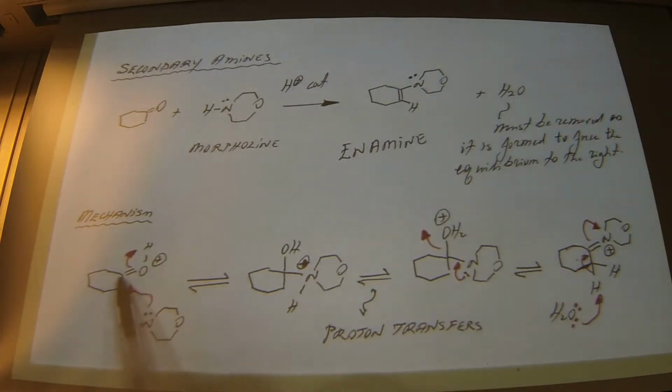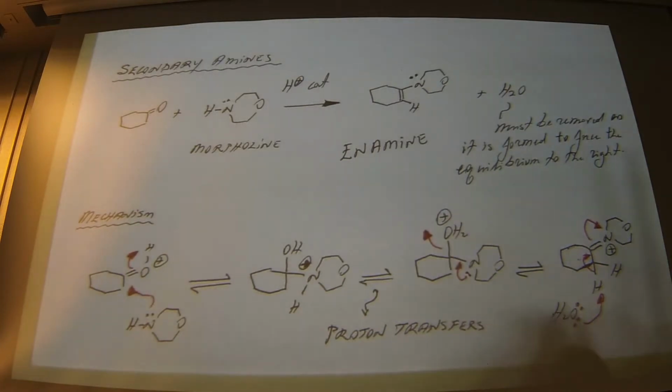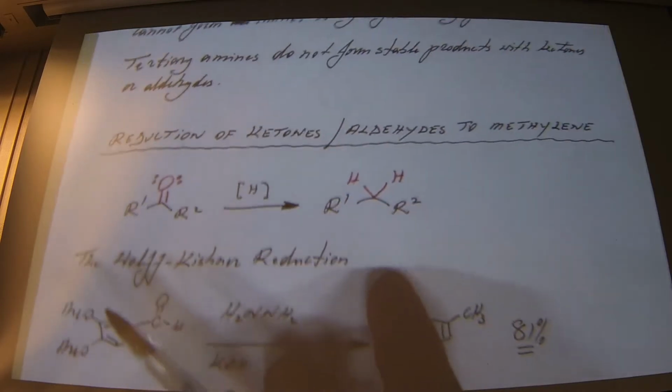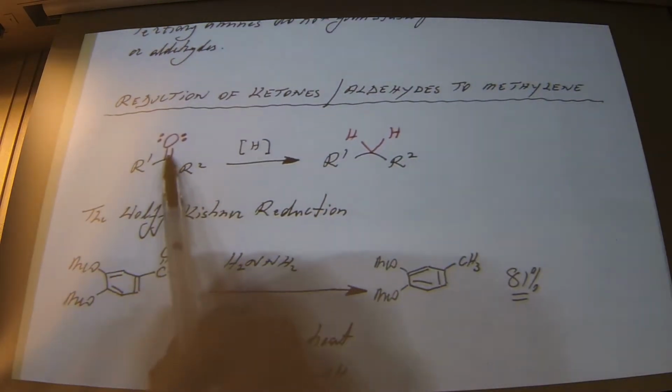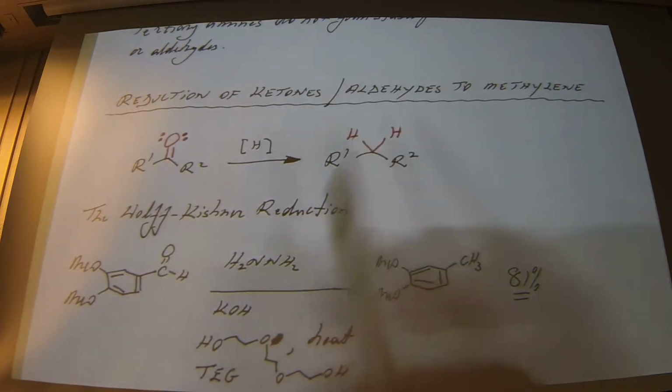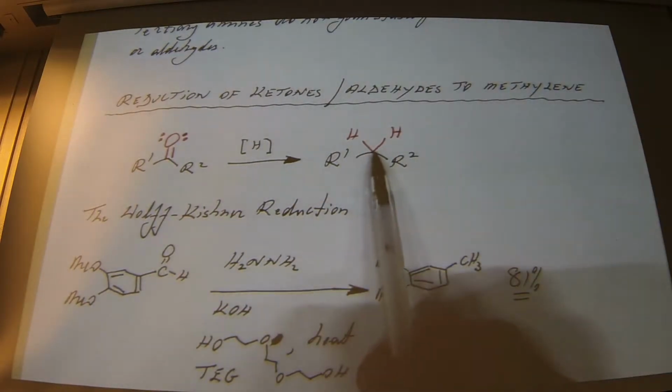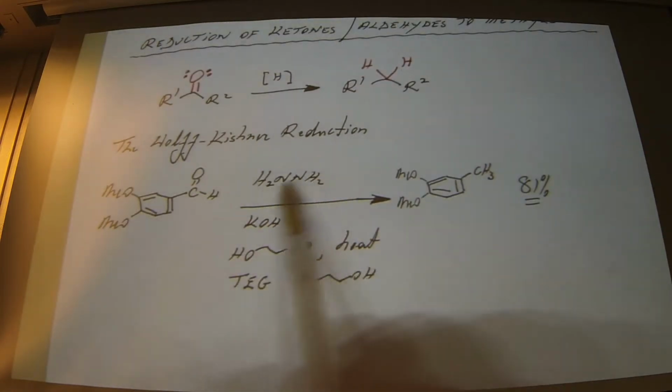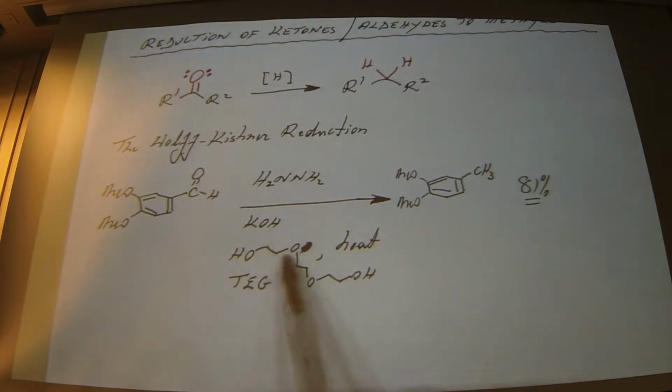Activation, nucleophilic addition, proton transfers, and so on. We talked about the reduction, a different kind of reduction of carbonyls. So we're not talking about now reducing this to the alcohol, but reducing it one step further, all the way down to the methylene compound. This can be done with the Wolff-Kishner reduction. That's hydrazine as the reducing agent, base, and heat.